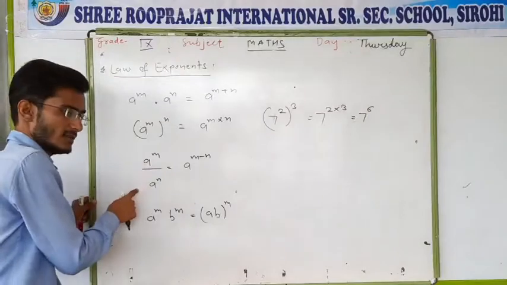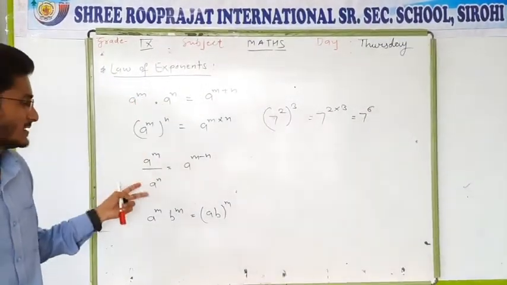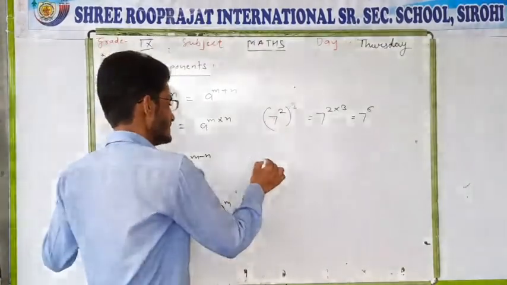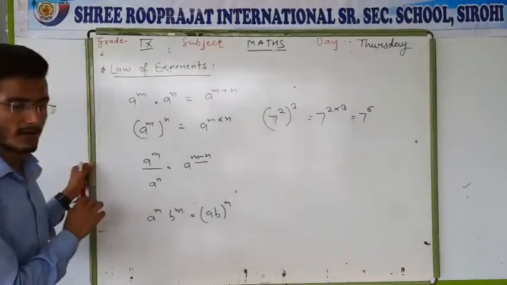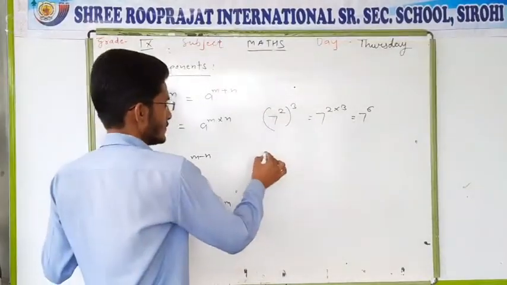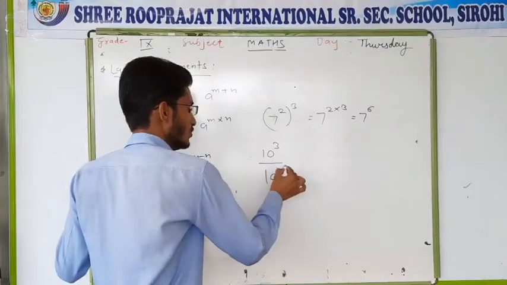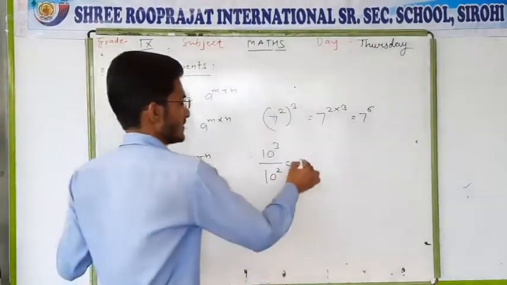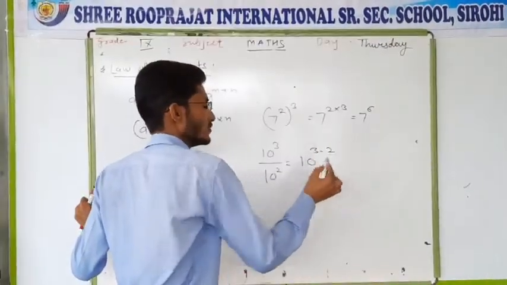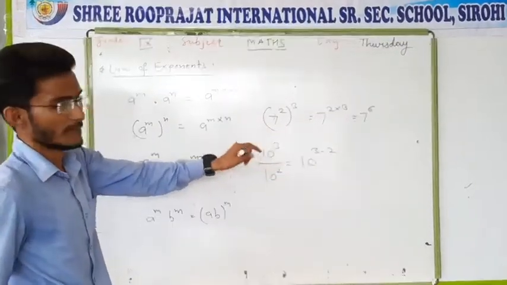Next one is given a to the power m and a to the power n. You can see this is just the opposite of the previous one. Here is a multiplication and here is a division. Again the base is the same, the powers are different, but when it is a division you have to subtract the power of the denominator from the numerator. Suppose 10 to the power 3 and 10 to the power 2. In that case the base will remain the same, 10, and you have to subtract 3 minus 2. Subtract the power of the below number from the upper.